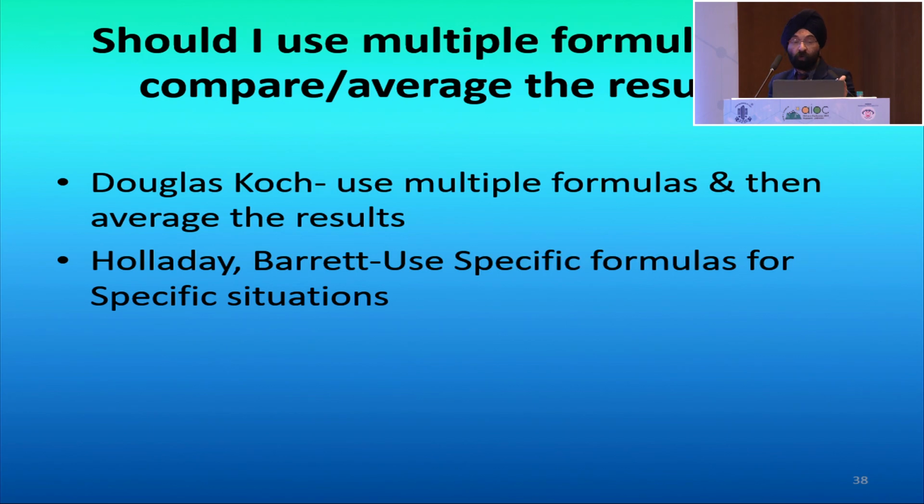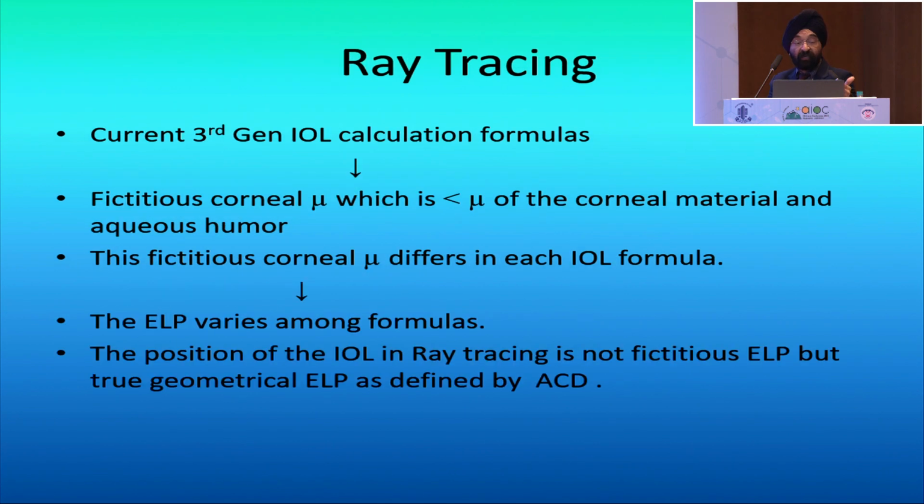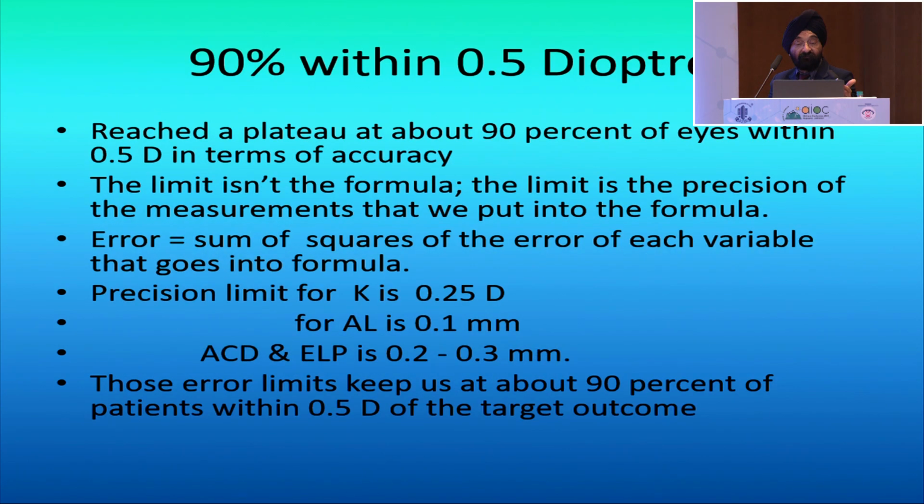So what should I do? Should I use multiple formulas and then average the results? Douglas Koch uses this premise, but Holladay and Barrett say use specific formulas for specific situations instead of averaging. What is the role of intraoperative aberrometry? With intraoperative aberrometry, there is no accuracy limit of preoperative measurements, and it eliminates variability of various calculations and assumptions like refractive indices. Ray tracing uses a different corneal refractive index.